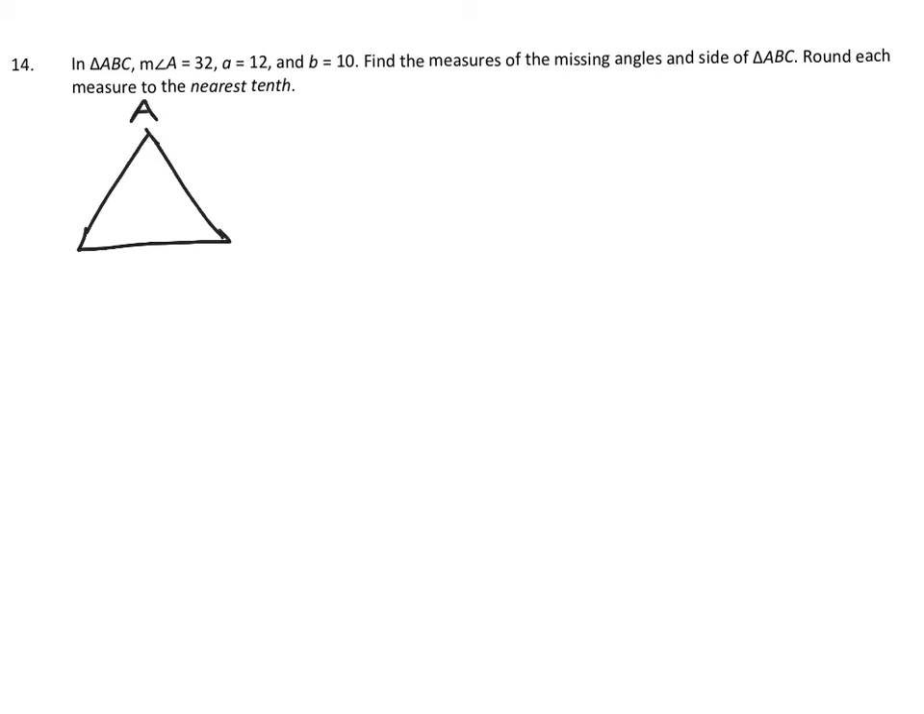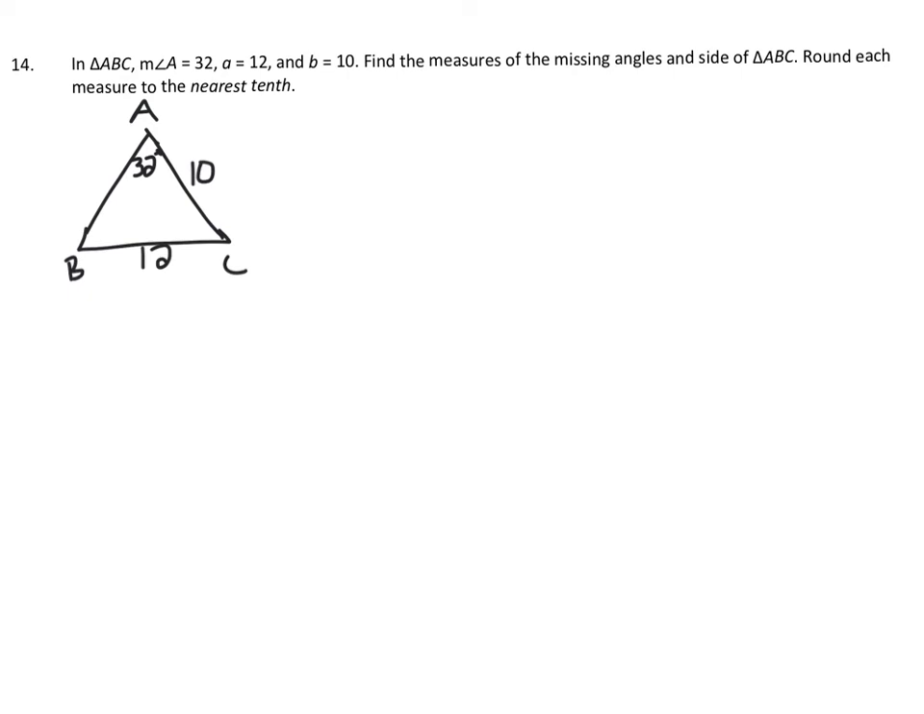In triangle ABC, the measure of angle A is 32 degrees. Side A is 12. Remember, if this is angle A, side A is across from it. And side B is 10. So if this is angle B, side B is across from it. They want us to find the measures of the missing angles and side of triangle ABC.